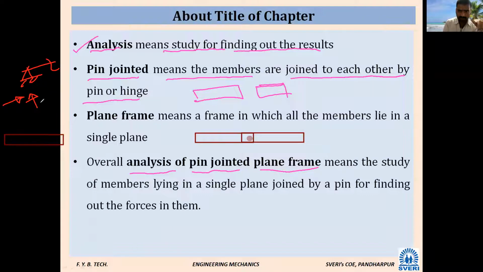Is it moving in vertical direction? No, it means there is RY reaction. Is it moving in horizontal direction? No, it means there is a horizontal reaction. Where it is not possible to move, in that direction there is a reaction.